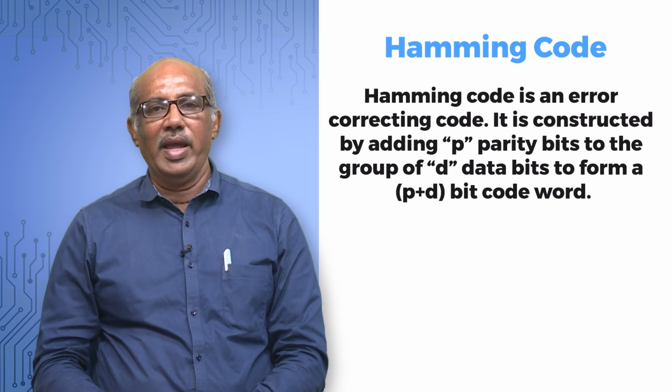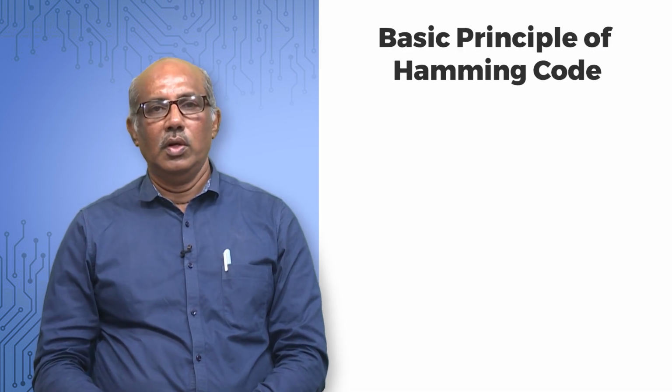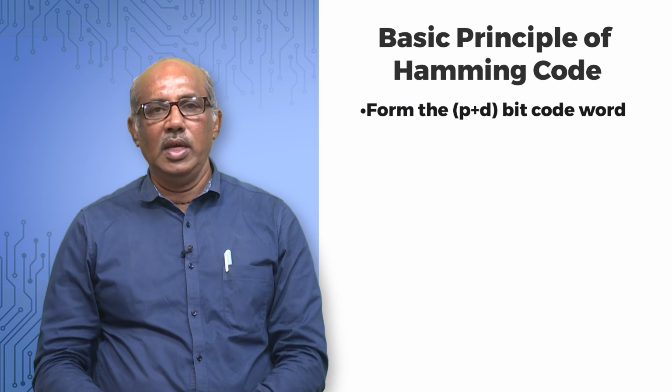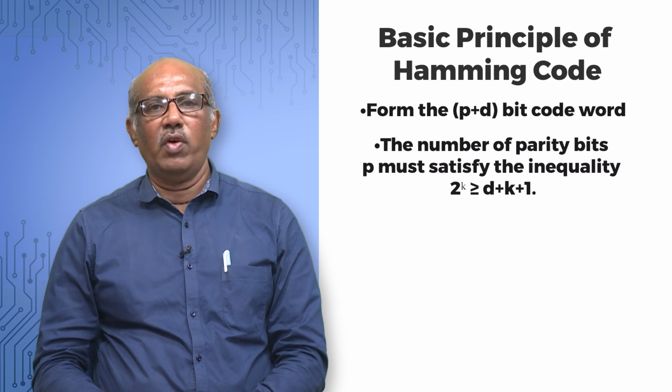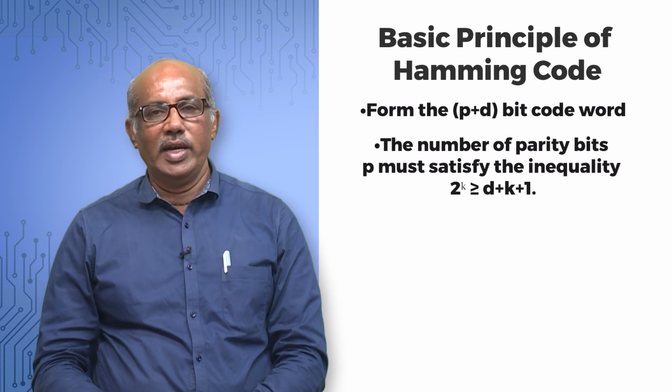It is constructed by adding p parity bits to the group of d data bits to form a p plus d bit code word. So, what are the basic principles of a Hamming code? First, form the p plus d bit code word, then determine the number of parity bits required. The number of parity bits k must satisfy the inequality 2 raised to k greater than or equal to d, that is the number of data bits, plus k, the parity bits, plus 1.